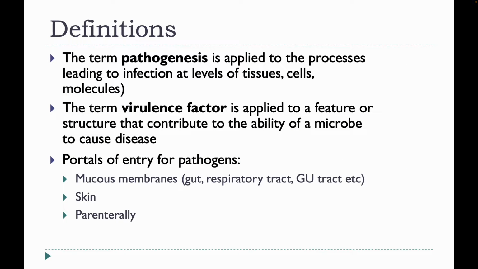Pathogenesis is the term we use to describe the process leading to infection. And virulence factor, well, this is a difficult one, but it is a feature or structure that contributes to the ability to cause disease. But we'll see that that's quite a slippery term, really. And then we've got various portals of entry: the various mucous membranes, gut, respiratory tract, genitourinary tract, the skin, and some pathogens can enter parenterally. If there are ruptures in your bloodstream that allow organisms to get deep into your tissues, then they can do that.